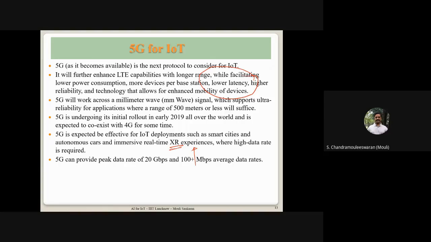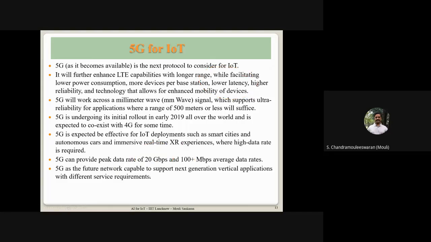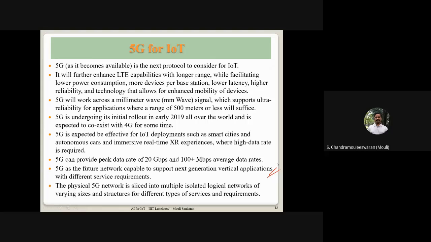So the peak data rate is in terms of gigabits per second, not kilobits per second like what you saw in the previous technologies. And peak data rate is much more than the average data rate. Okay, they are different. A lot of differences there between this is Mbps, this is Gbps. And future networks capable of next generation 5G will be useful for different applications based on the requirement.